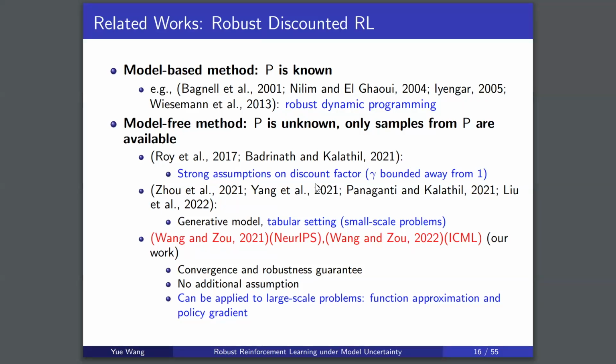There has also been much previous work on the model-free setting, but most of these works either assume strong assumptions on the discount factor, which means that gamma should be bounded away from 1, or they rely on a generative model, and their methods can only be applied to the tabular setting, which means the problem scale is small. In contrast, in our work, we developed a model-free robust reinforcement learning approach with convergence and robustness guarantees. We made no assumptions on the discount factor, and our approach can be applied to large-scale problems with function approximation and policy gradient approaches.